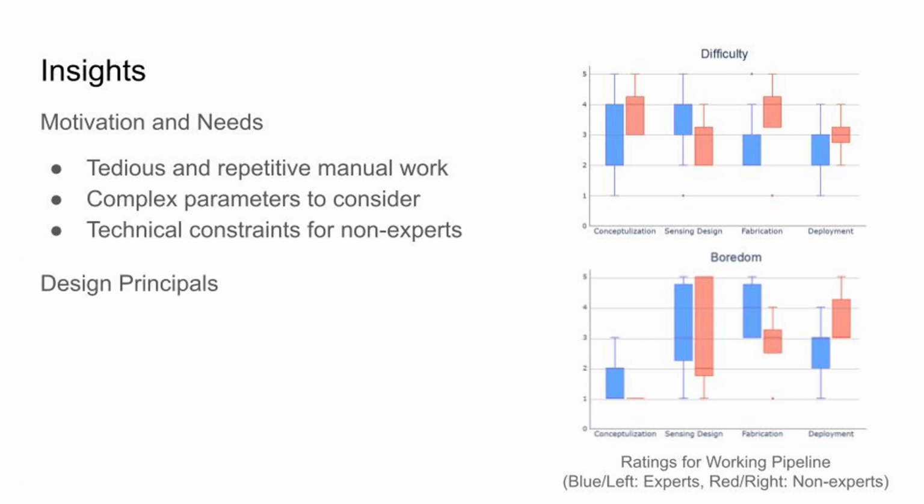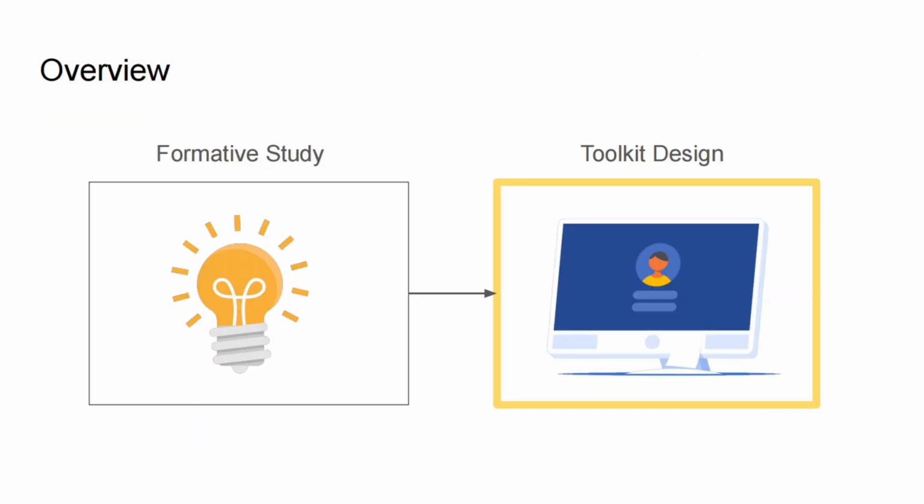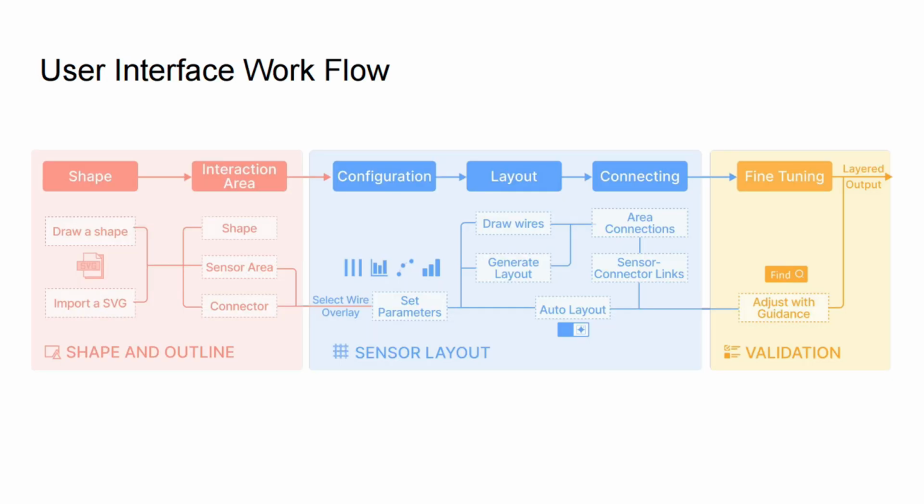We then defined two design principles for the tactile sensing toolkit. First, to offer standardized workflows and ready-to-use templates for efficiency. Second, to support customizable parameters and dynamic layouts that can be adjusted to fit specific project needs. Based on the quantitative and qualitative analysis, we designed the interface toward ubiquitous tactile sensing. We identified three key stages for parameter input and user flow as follows.